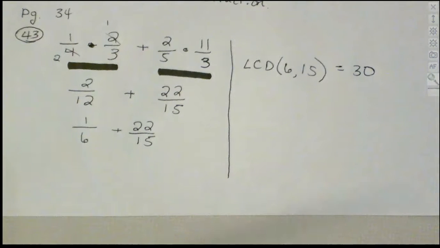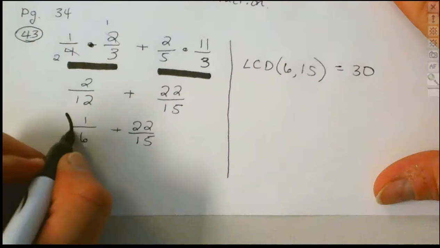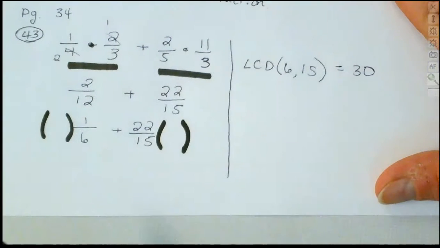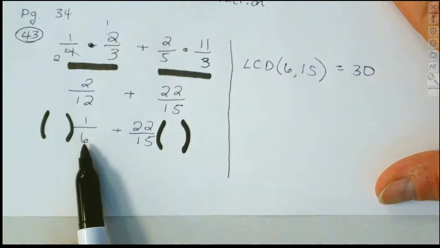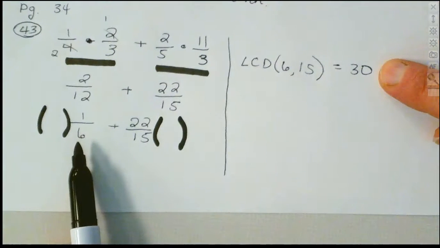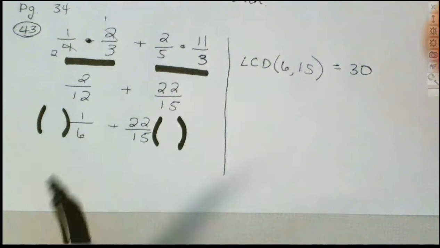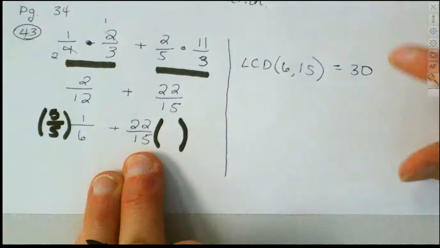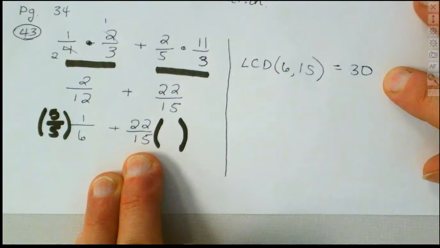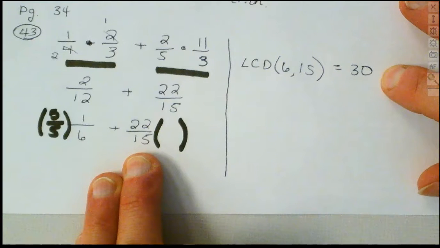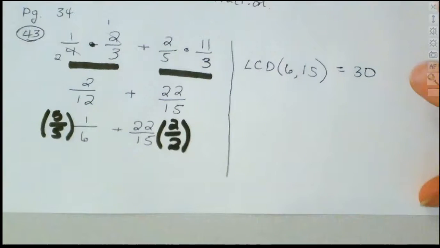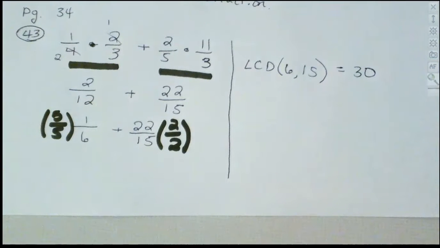Now we have to go back and look and see what we need. Whatever we do to the top of the fraction, we have to do to the bottom as well. Well, 6 times what makes it a 30? 6 times 5, right? So we now need a 5 over 5. And 15 times what makes it a 30? Well, 15 times 2, right? Makes it 30. So we're going to need a 2 over 2. Is everyone all right with this so far?